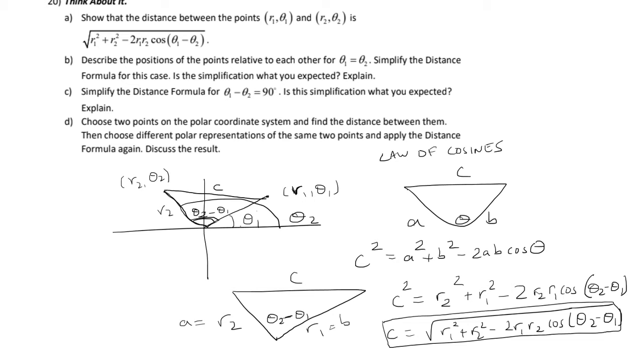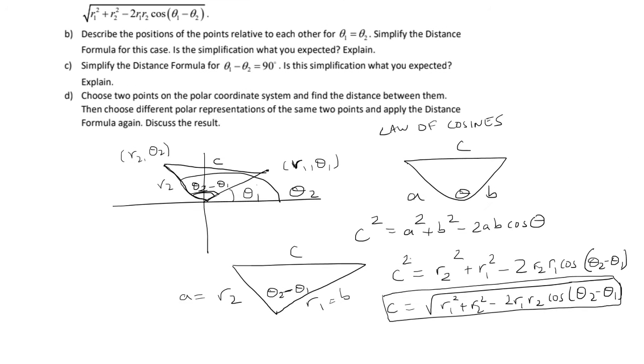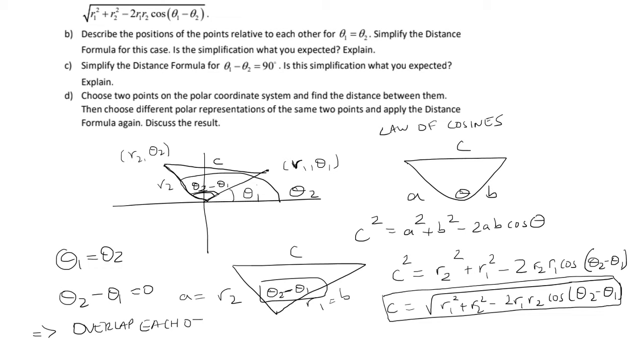Part B: describe the positions of the points relative to each other for theta 1 equals theta 2. Simplify the distance formula for this case. Is the simplification what you expected? Explain. Okay, so if theta 1 equals theta 2, what happens to this angle here? That means that theta 2 minus theta 1 is 0. So that implies that they would overlap each other. Think of it as they would be on top of each other.